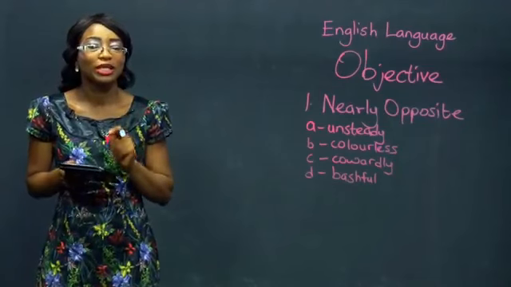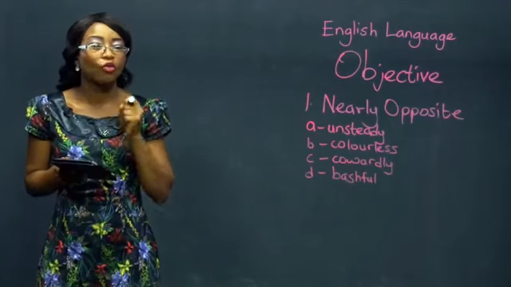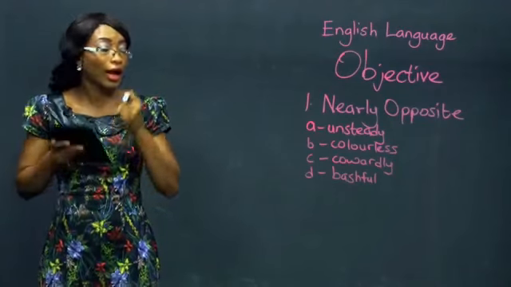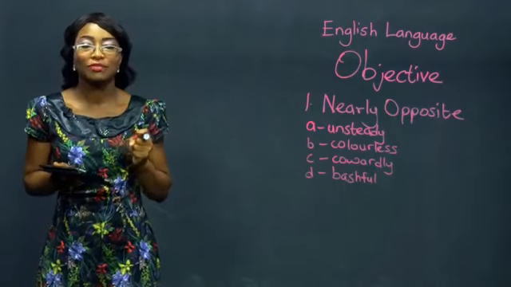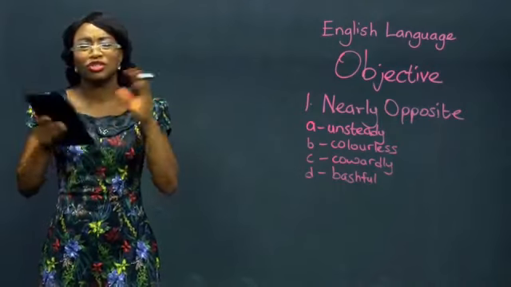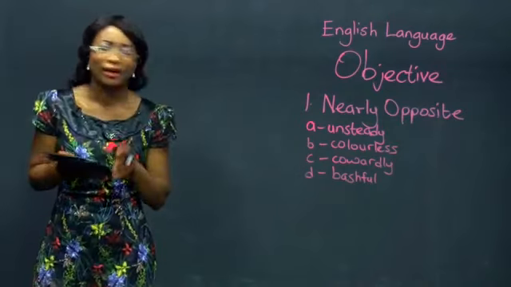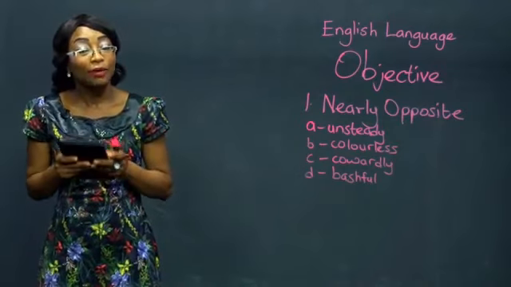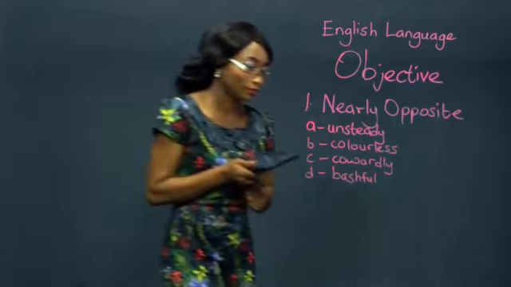Unsteady. Unsteady means something that is shaking, something that is not consistent, something that is not still. That cannot possibly be the nearly opposite of the phrase dauntless heroes. It cannot possibly be the nearly opposite of a word that means for someone to be strong and courageous. Colorless. Colorless means something that is not bright, something that is not interesting, it's just dull, it's boring. We have cowardly. Cowardly is the correct answer.